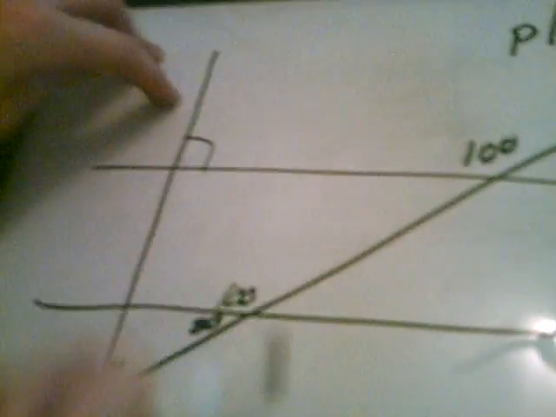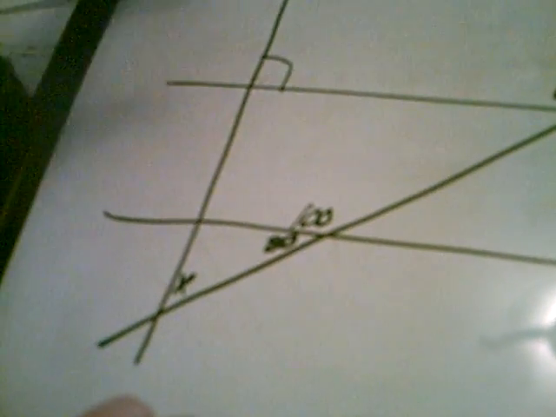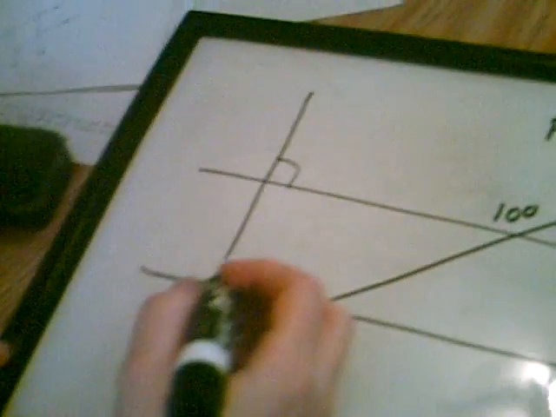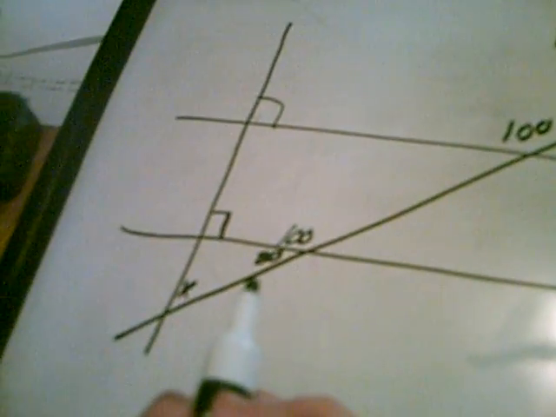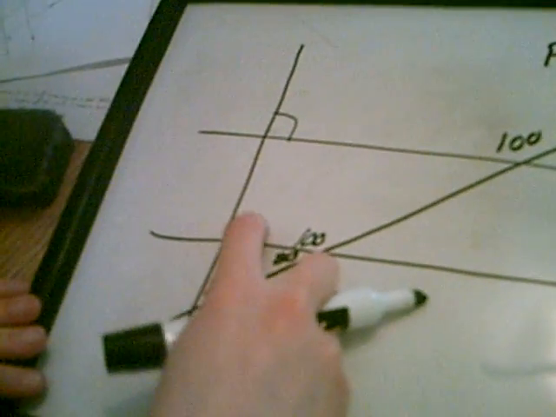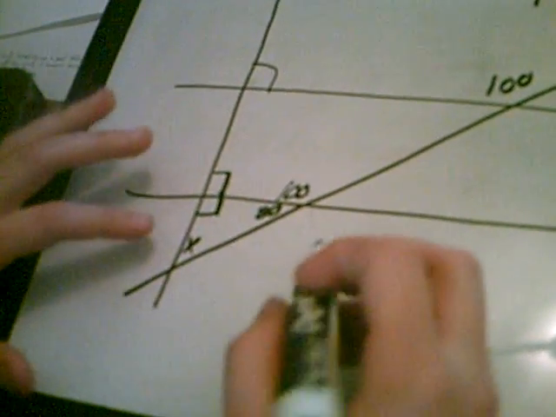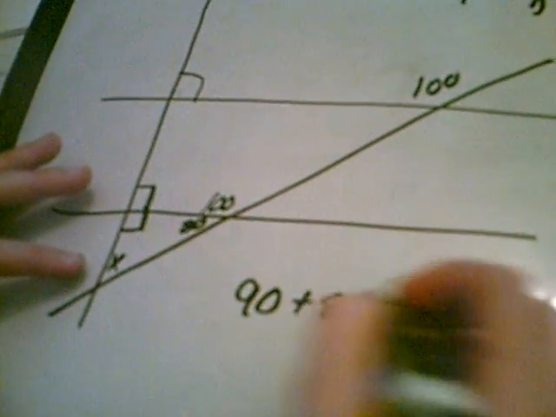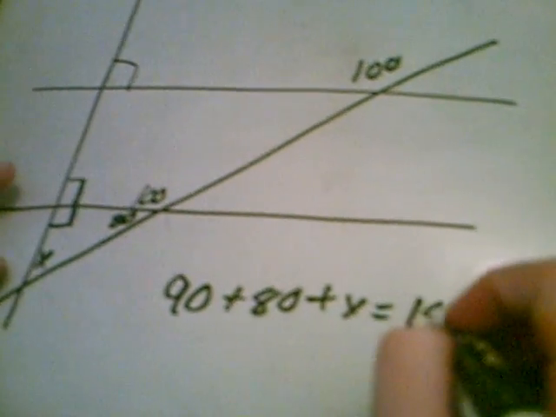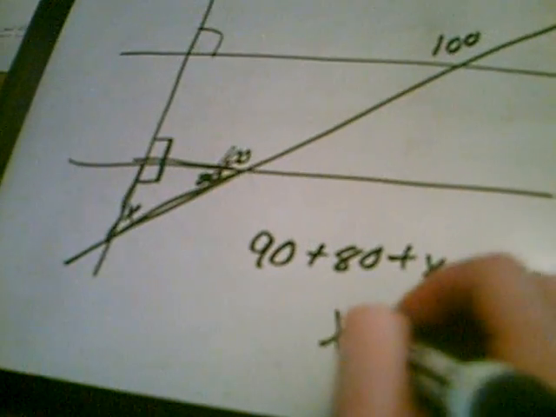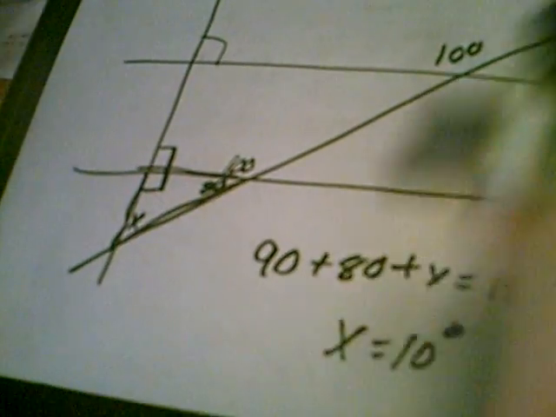Alright? Now we know this is a transversal. This is also a transversal because it's cutting 2 parallel lines. So that means this and this are corresponding angles, so they're congruent. So those are both 90 degrees. This and this are a linear pair. They're both 90 degrees also. Therefore, 90 plus 80 plus X is going to equal 180 degrees. There's 180 degrees in every triangle. Therefore, X must equal 10 degrees. 20 seconds. And that should about wrap it up.